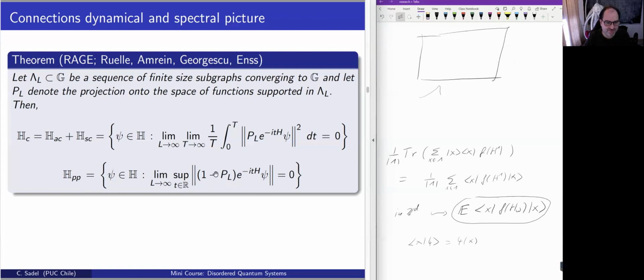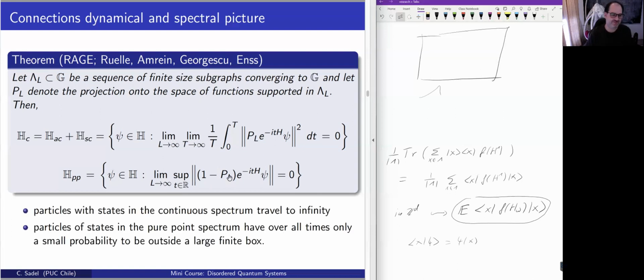Whereas in the pure point case, if you project onto the part that's outside the box, so 1 minus PL, then this part, you take the supremum over all times, and the limit of this part is 0. Which means for very, very large boxes, there's only a small part outside that box, and this is for all times t. So your particle stays basically in bounded regions. Right, so this is the interpretation. Particles with states in the continuous spectrum travel, and particles with states in the pure point spectrum have, over all times, only a small probability to be outside a large finite box.